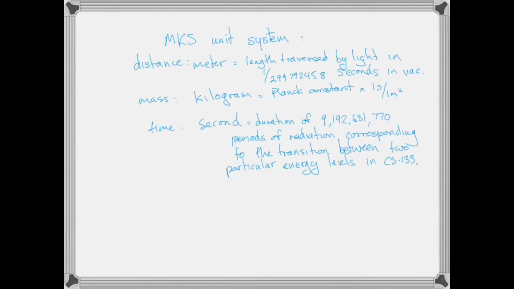The second, let's start at the bottom. The second is defined as the duration of 9,192,631,770 periods of radiation corresponding to the transition between two particular energy levels in cesium-133. Don't worry about what that means, but it's a very specific definition that anybody who has the right instrumentation can measure. In nature, these periods of oscillation between two particular energy levels in a cesium atom are known to be incredibly constant, and you just count 9 billion of them and you've got a second.